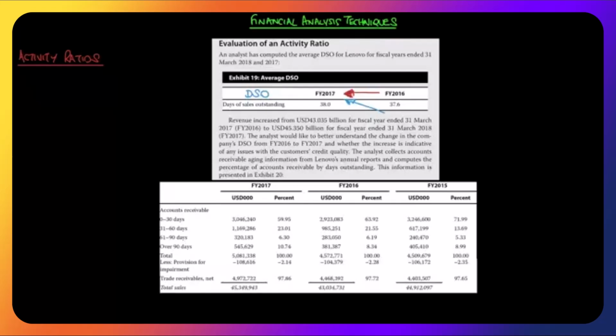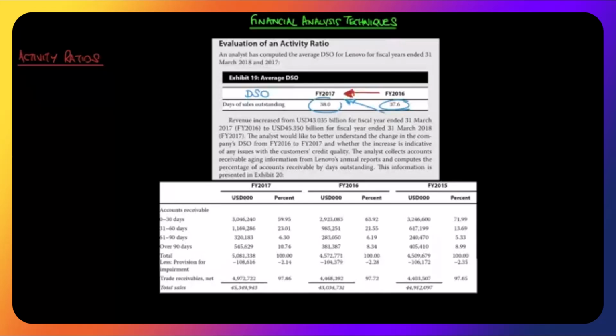So let's compare it to revenue, see what's happening. Revenue increased from 43 billion to 45. Okay. Analysts would like to better understand the change in DSO. Makes sense. Whether the increase is indicative of issues with the customer's credit quality. Now that would be a worry given that it's increasing. So the analyst collects accounts receivable aging information.